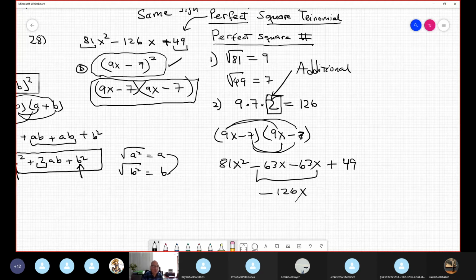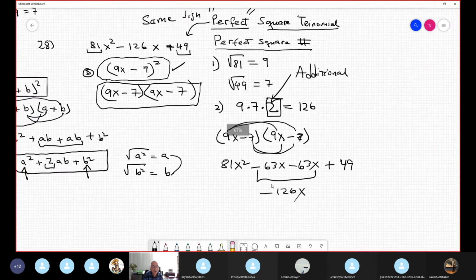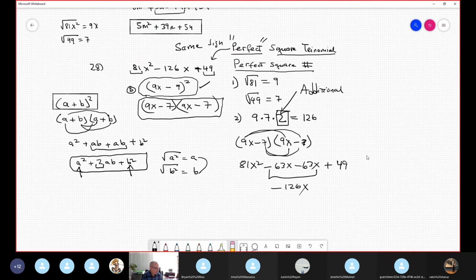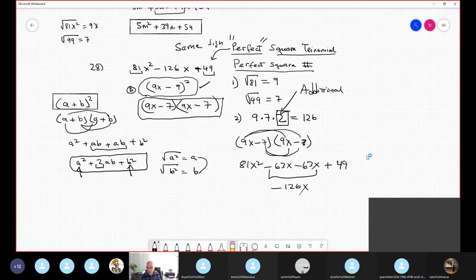Any question? Any question? You know, this does not happen frequently. The perfect square trinomial is very, very rare. It happens, but you need to be aware of this moment. You need to have a strategy. Yes.